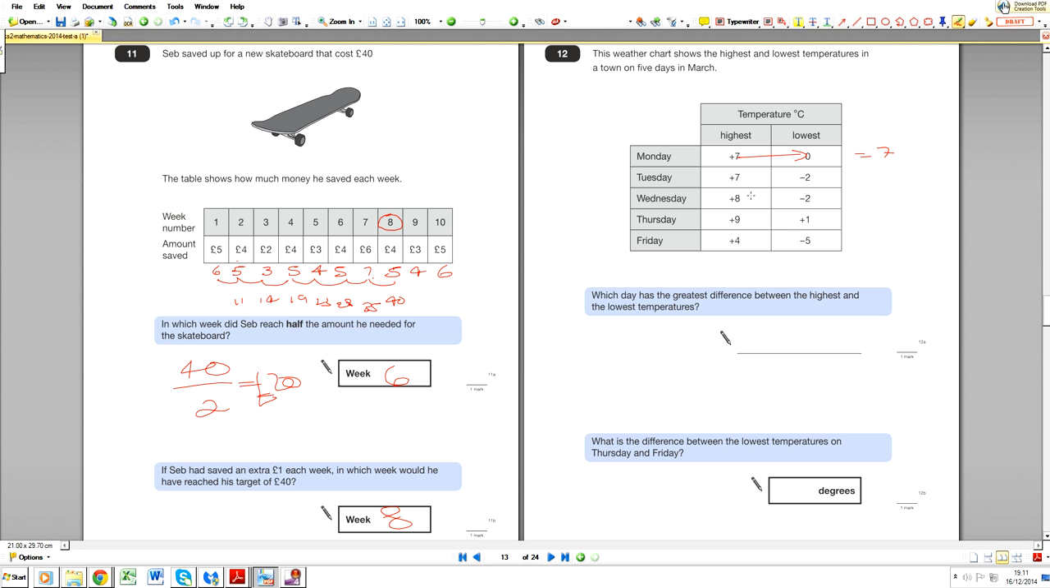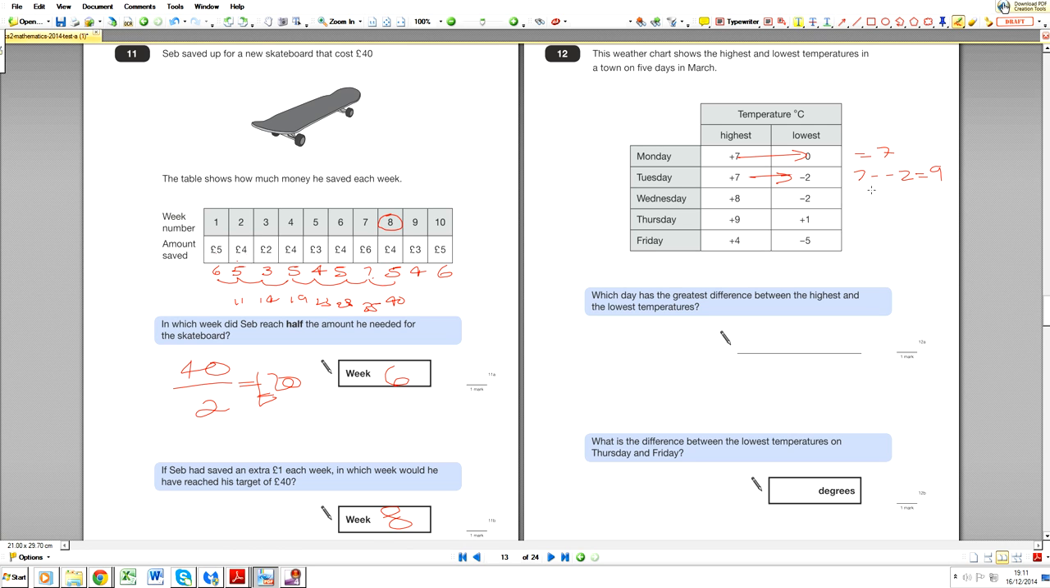So Zainab, the next one. What's the difference between 7 and minus 2? What I mean by that is, what is 7 take away minus 2? 7 take away minus 2 will give us an answer of? Okay, what's 7 take away minus 2? That will give us 9. Well done. Excellent answer.